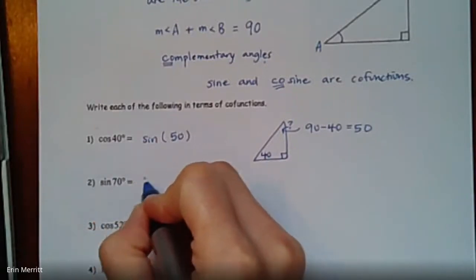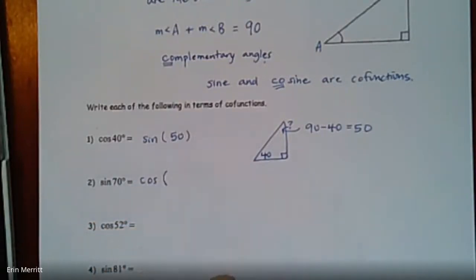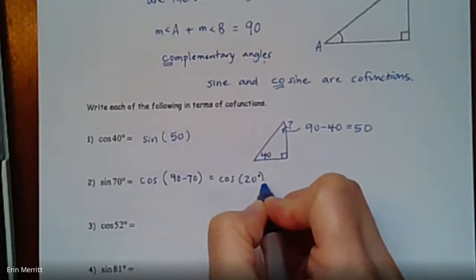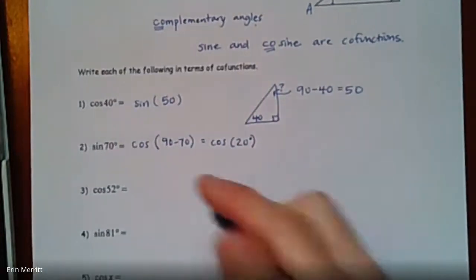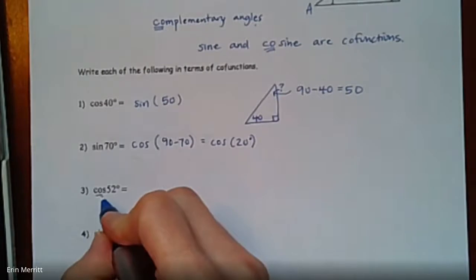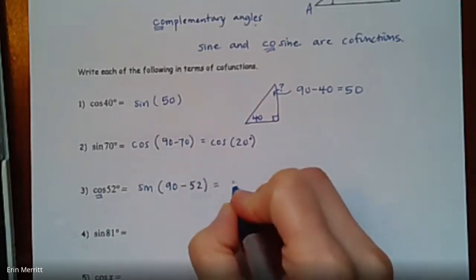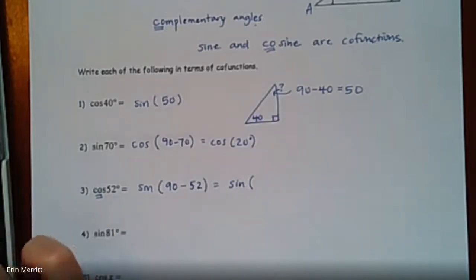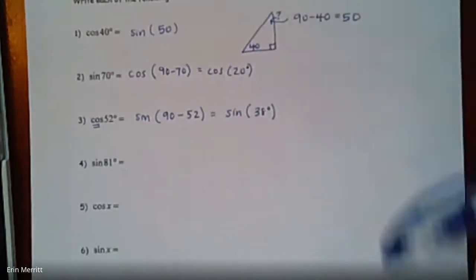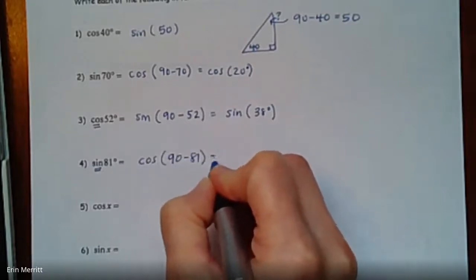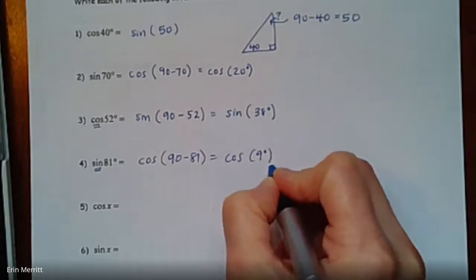All right, if I give you sine this time, then the cofunction is cosine of the complementary angle. So 90 minus 70 means it's equivalent to cosine of 20. Easy, right? You can draw the picture if it helps you see it, or you can simply think, find the cofunction. In this case, it would be sine, and then I'm finding its complement by subtracting from 90. So 90 minus 52 is 38 degrees. Again, you can always confirm it on your calculator. And the last one, sine of 81, should be equivalent to cosine of 90 minus 81, or cosine of just plain old 9 degrees.